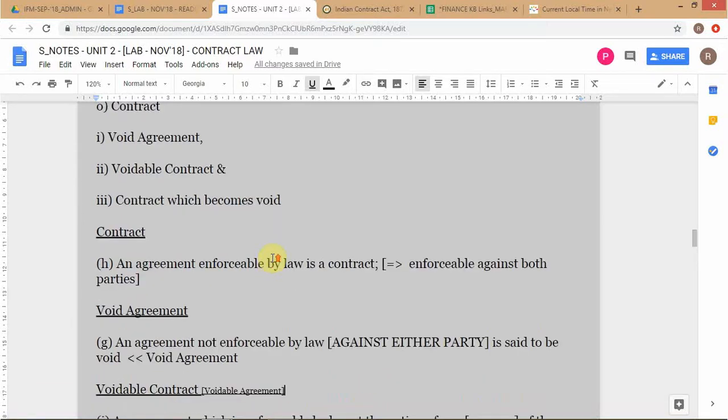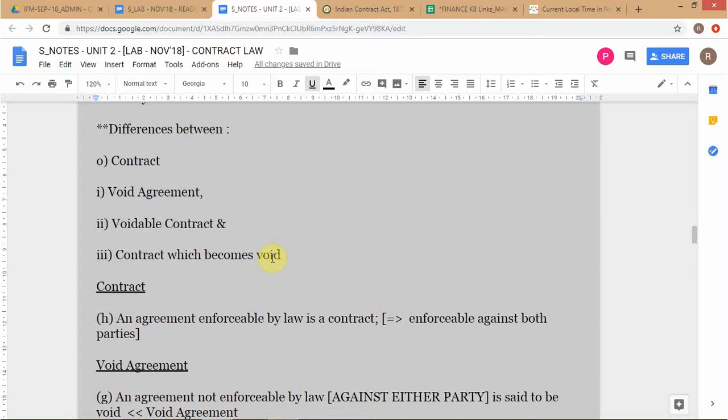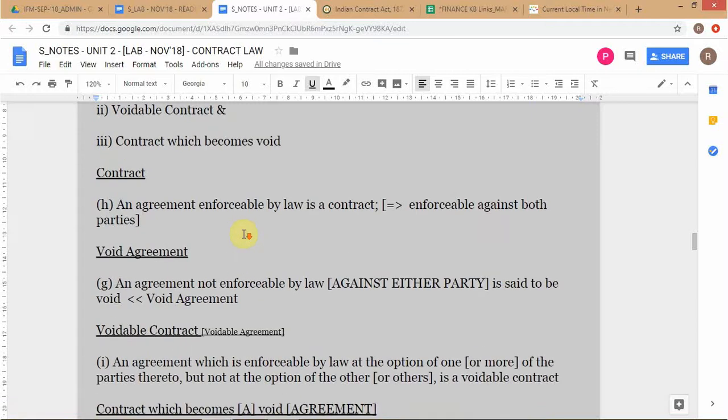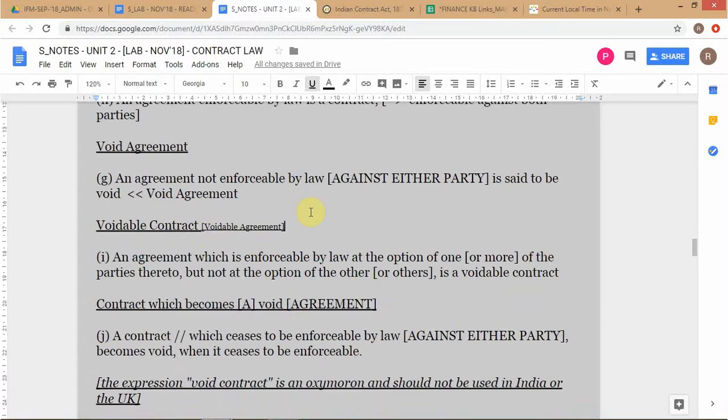So anyway, these are the other distinctions that you've learned. That is all the differences between contract, void agreement, voidable contract, and a contract which becomes void. All these distinctions that you learned also form part of your section 2 interpretation clause, the first sub-module.